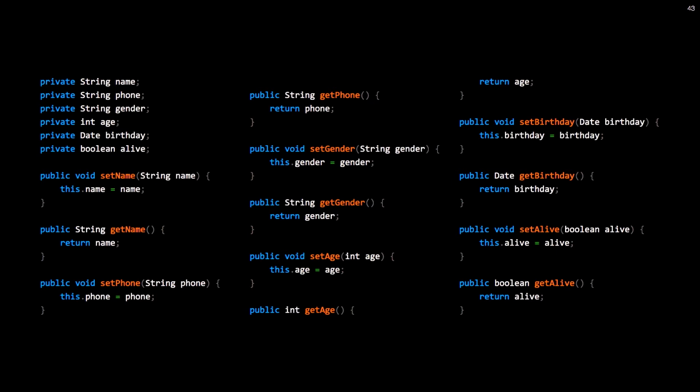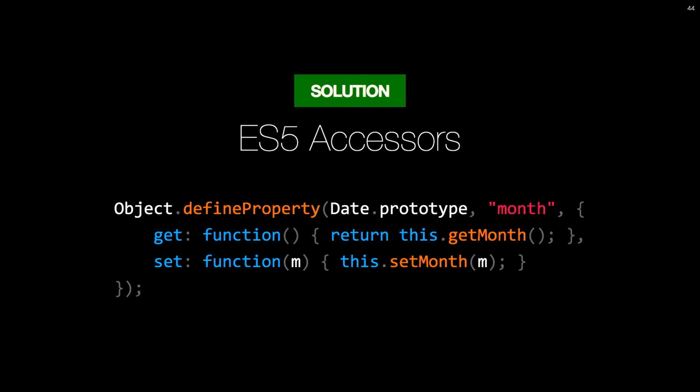But in JavaScript, we can just have accessors. We can start by having plain old public properties, and if we ever want to do something special when we get them or set them, we can just convert them to an accessor. And all code that uses our API doesn't have to change. This is an example of a month property on date.